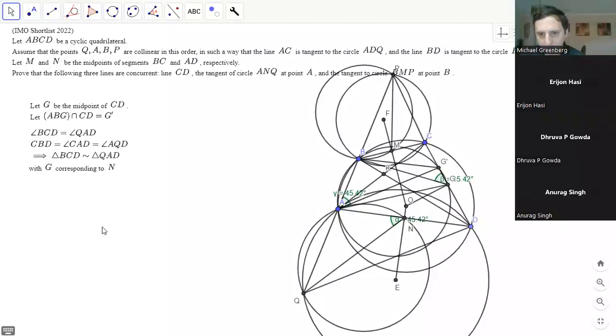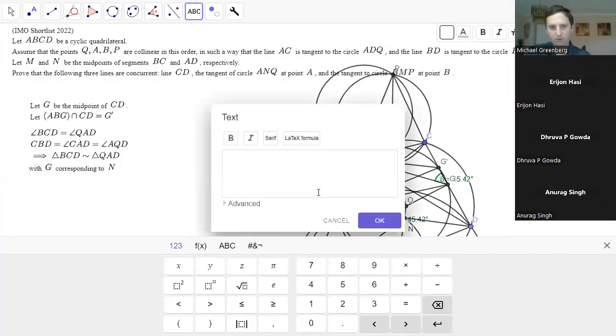So QNA equals BGC, which is BGG prime, which is BAG prime. Okay. So QNA is BGC, which is BGG prime, BAG prime.